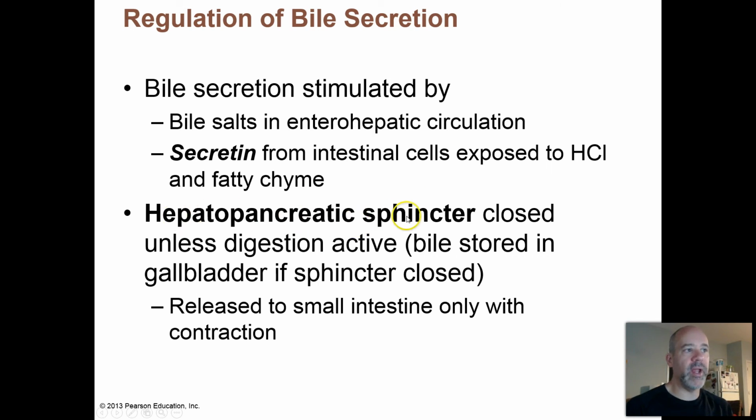The hepatopancreatic sphincter that we've been talking about, that opens and closes to let the bile and the pancreatic juices into the duodenum, stays closed unless digestion is active. That way you're not squirting bile or pancreatic juice into the duodenum unless digestion is actually occurring.